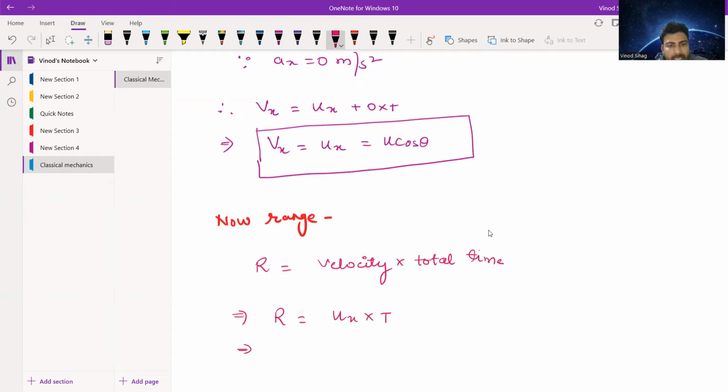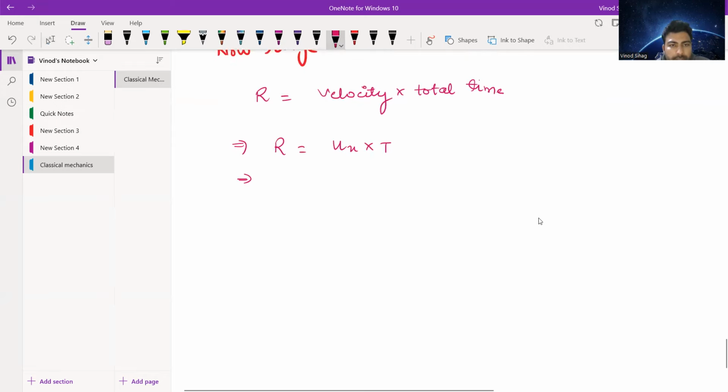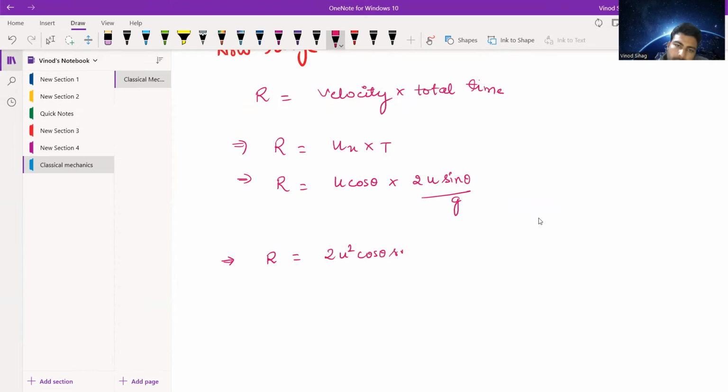That capital T, as we have derived, is nothing but the time of flight. So R will be ux, which we already know is u cos theta, into the total time of flight, which is 2 times u sin theta upon g. Now let's multiply u into u, which will be u square, and it will be 2u square cos theta into sin theta upon g. This will be the equation.